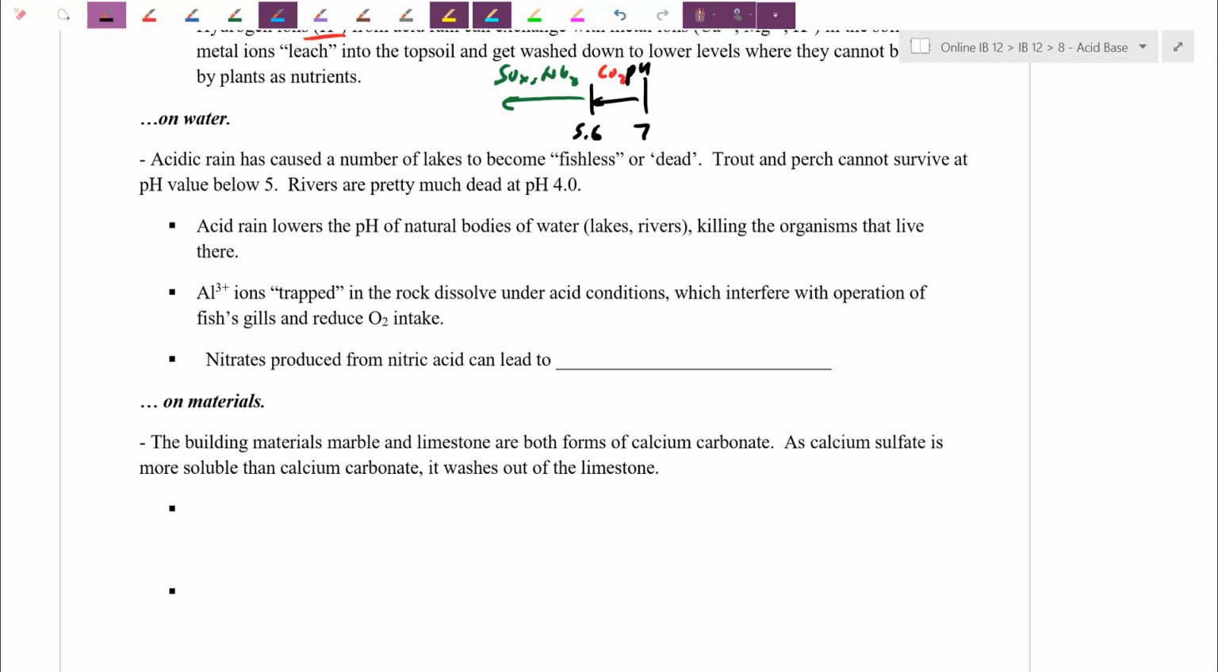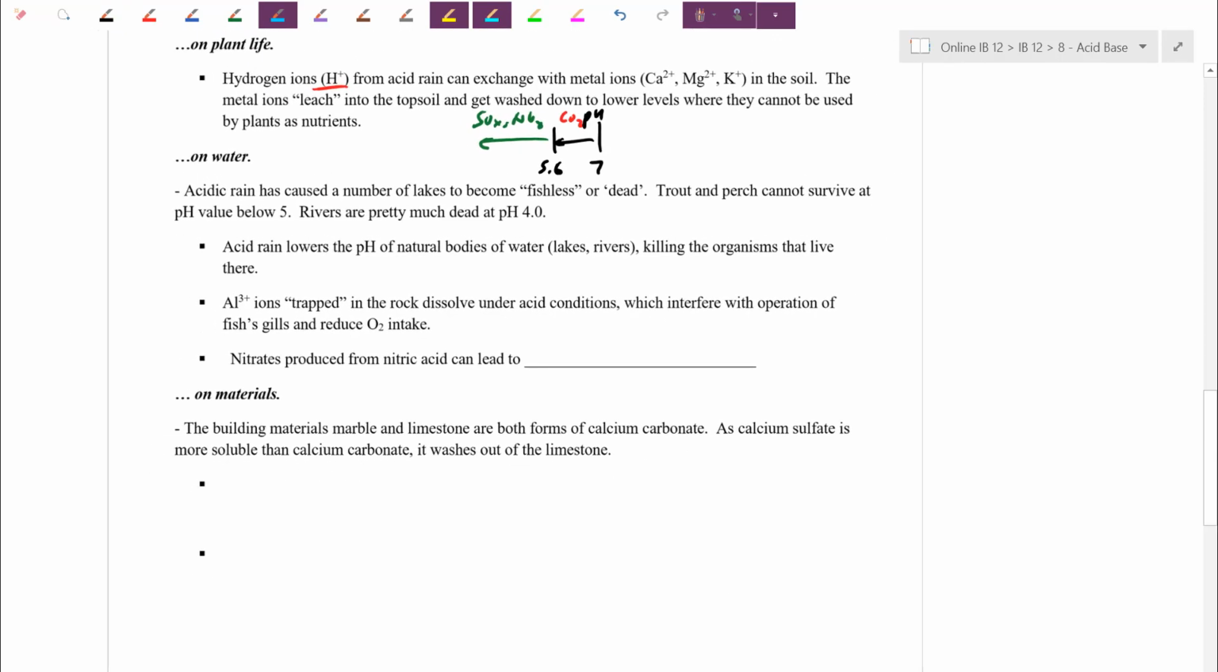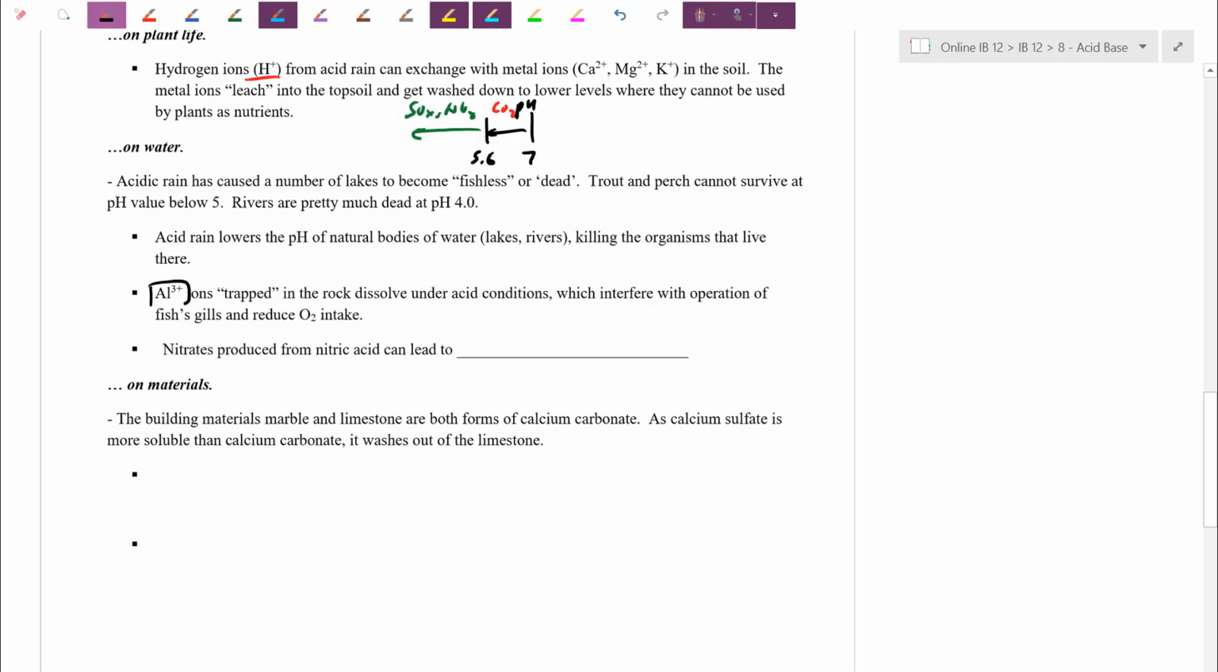Sometimes aluminum ions get trapped in rocks and are dissolved under acidic conditions. Rocks may contain many minerals or metal materials. Basically, the acids eat away at the rock, and we're worried about this aluminum ion. Aluminum starts interfering with fish scales and reduces their oxygen intake. I want to remind you about aluminum: it's a little weird to think about why aluminum is an acid. How could it release a proton?